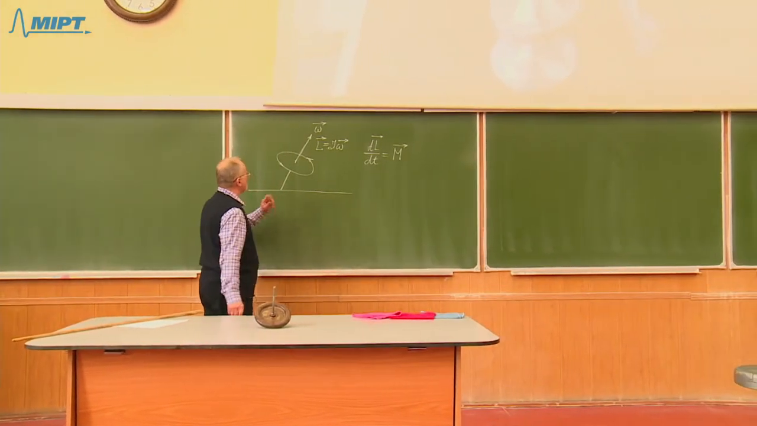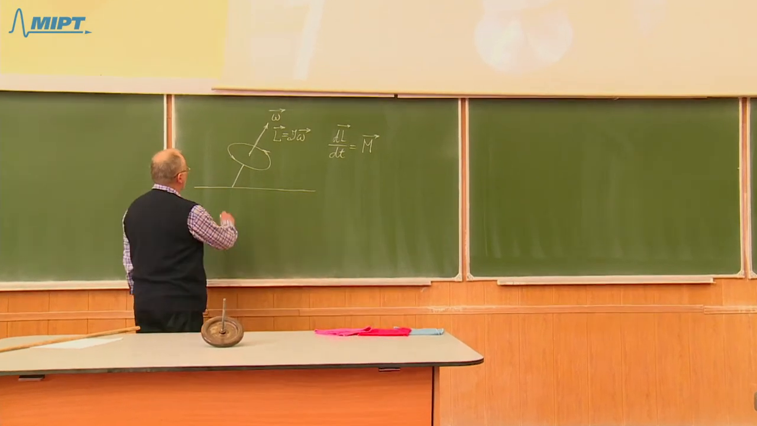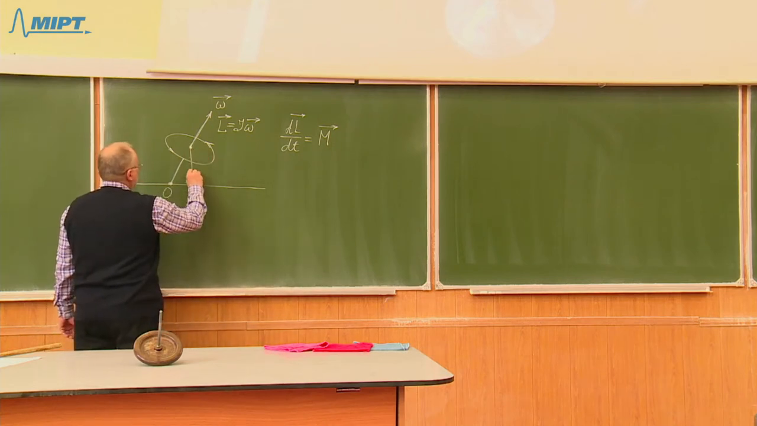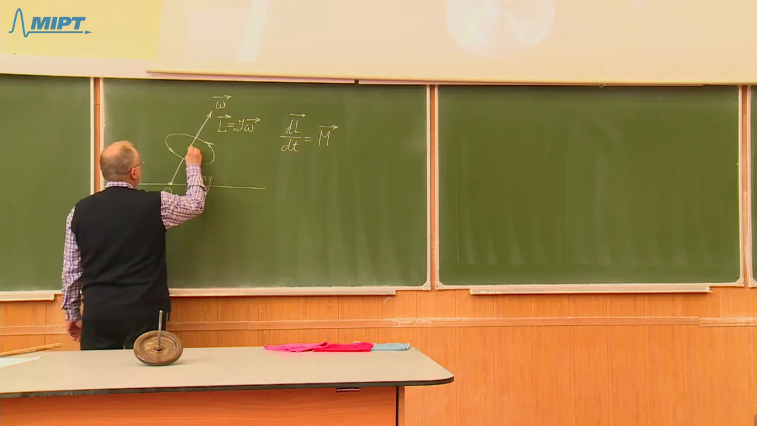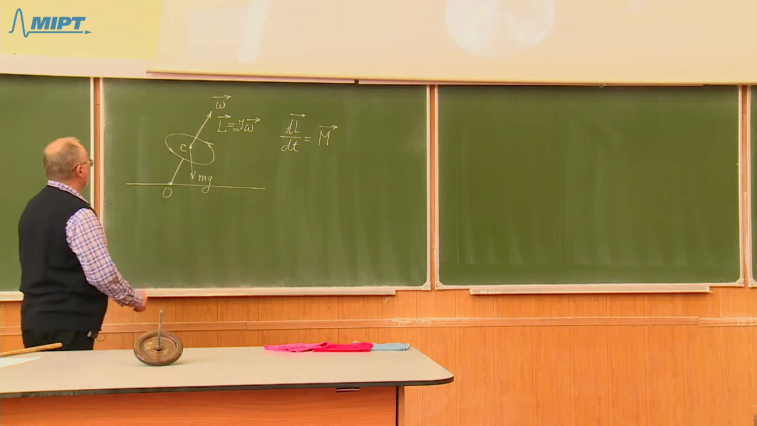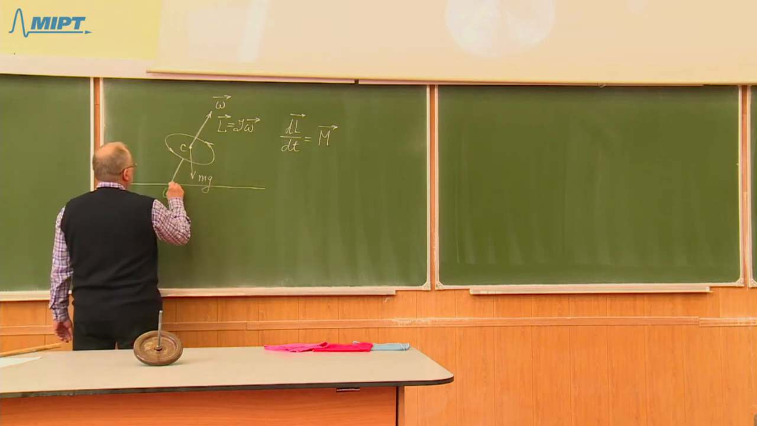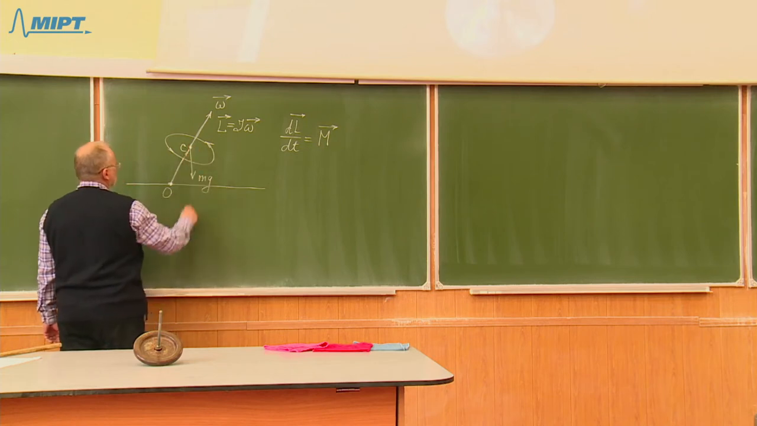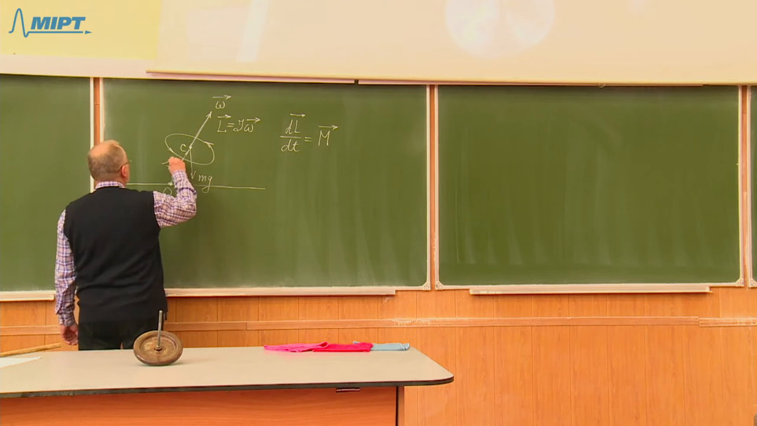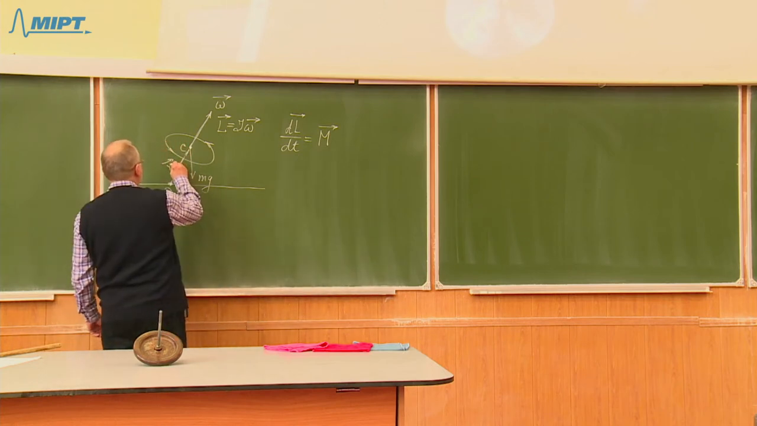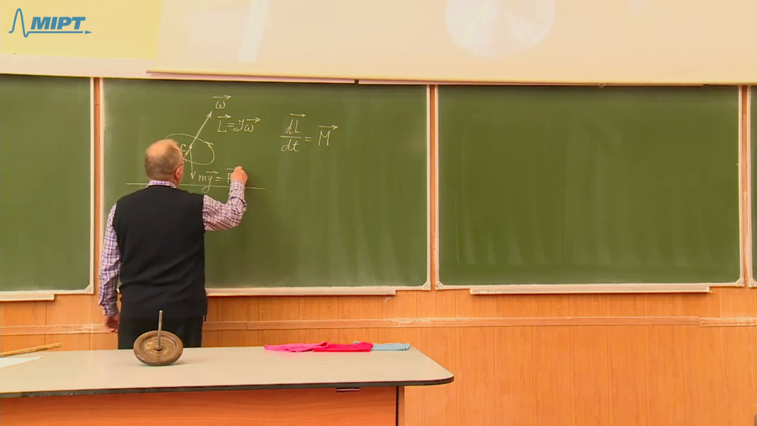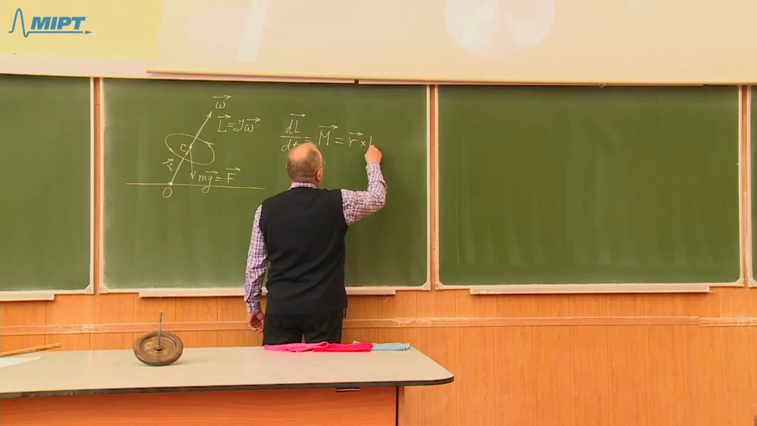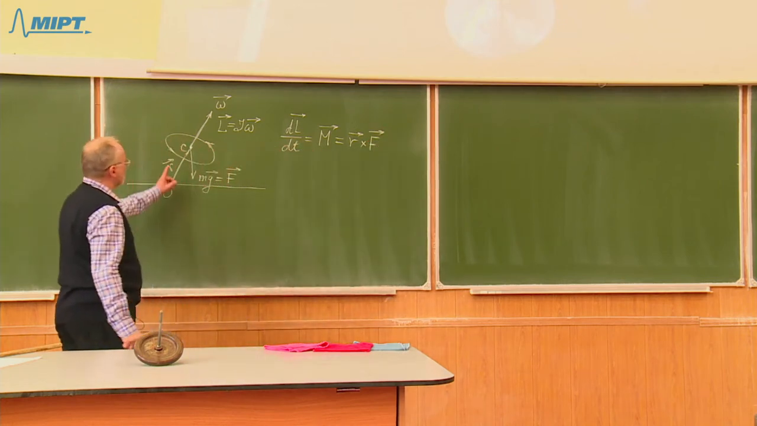Returning to theoretical consideration of the gyroscope motion, we can see that this point O is fixed, and there is some gravity force applied to the center of mass of this rotating body, and the radius vector drawn from the fixed point to the point of application of external force. Radius vector times external force by definition is the torque acting on the rotating body.